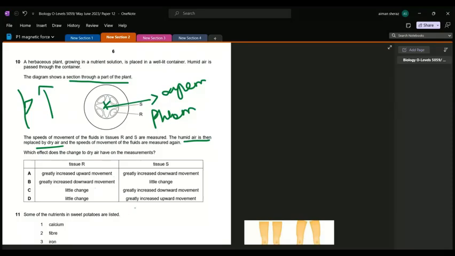So in tissue S, there will be greatly increased upward movement. So the only option that says this is D. And in phloem, there will be little change. All the other options are not valid.